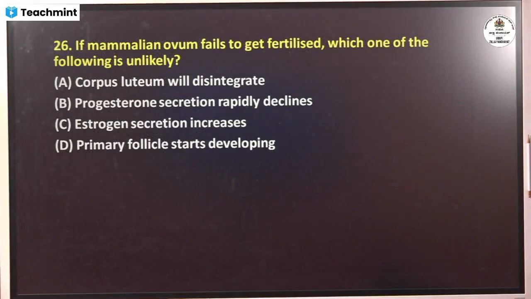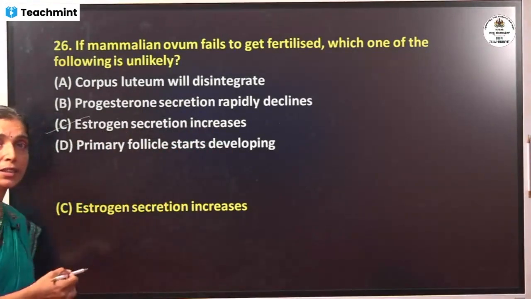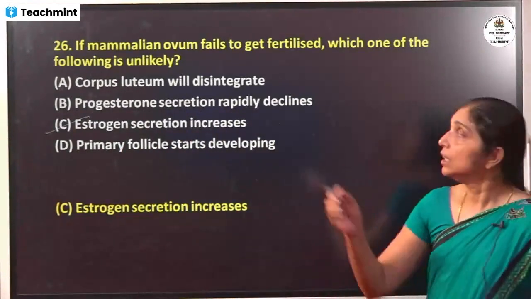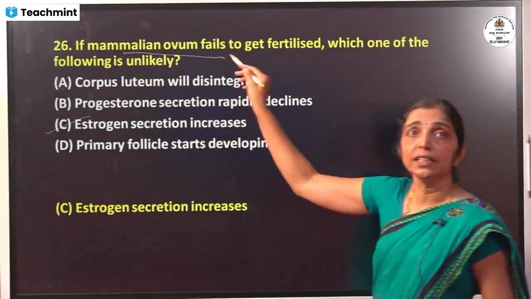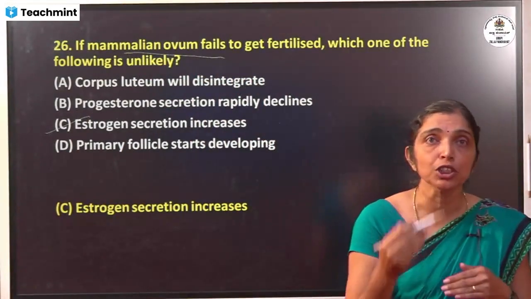If mammalian ovum fails to get fertilized, which one of the following is unlikely? Corpus luteum will disintegrate, progesterone secretion rapidly declines, estrogen secretion increases, primary follicle starts developing. So the right answer over here is C, estrogen secretion increases. Now, why did we choose this as the right answer? What does the question state? The mammalian ovum has failed to get fertilized. That means it is not fertilized, so there's no chance of pregnancy.